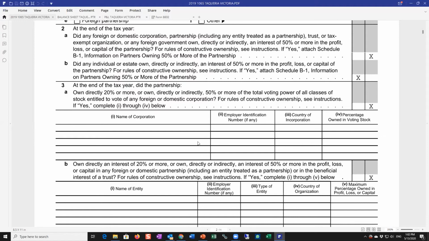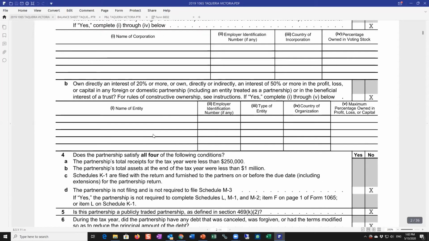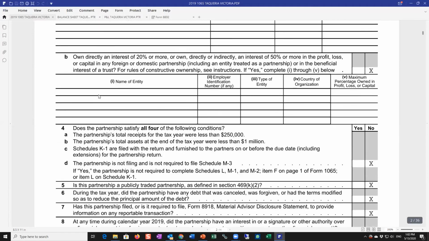If this applies to a yes, then this is where you put in the name of the corporation, the taxpayer ID, the country, and the percentage of voting power. And this is for the individuals or entities that own the 20%. That's for A and B.